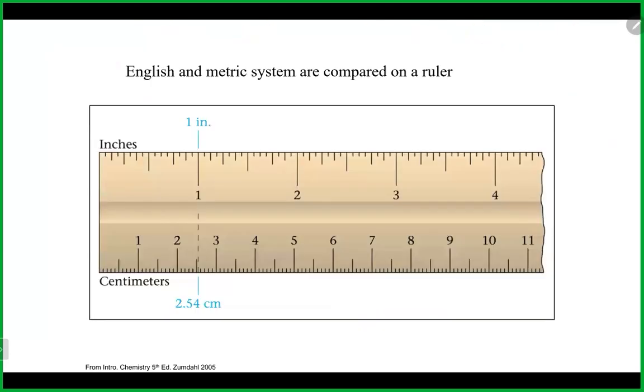So let's talk about a ruler here, and this is the difference between our English system and our metric system. This is a conversion also that you should know. 1 inch is exactly 2.54 centimeters. This is your basic ruler. This is inches up on top. Yes, that is centimeters there on the bottom.